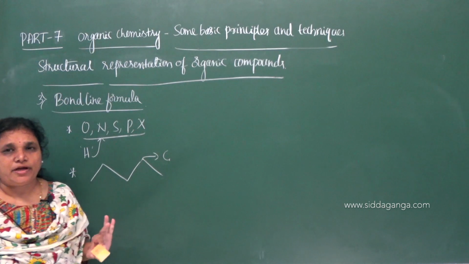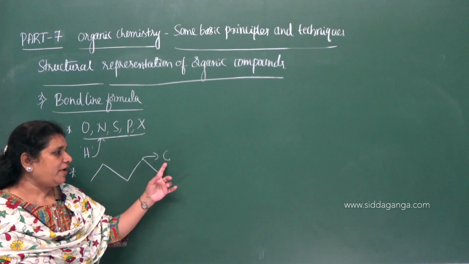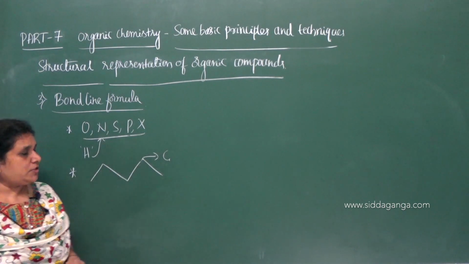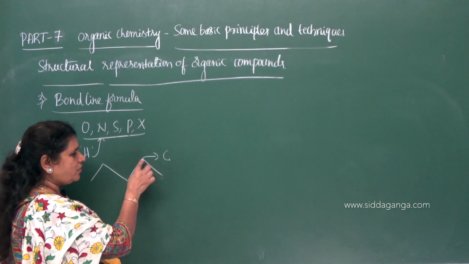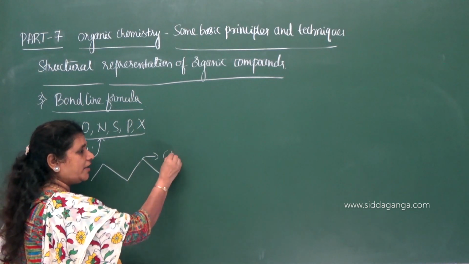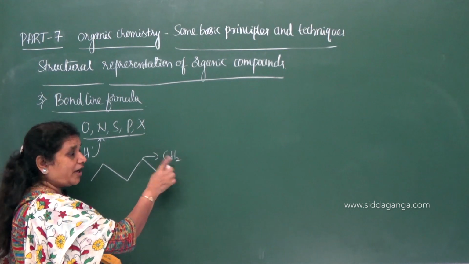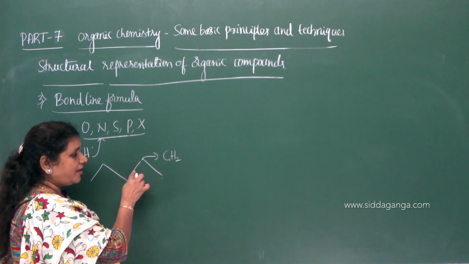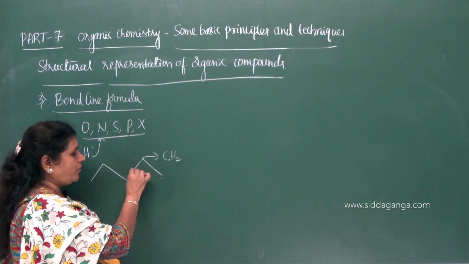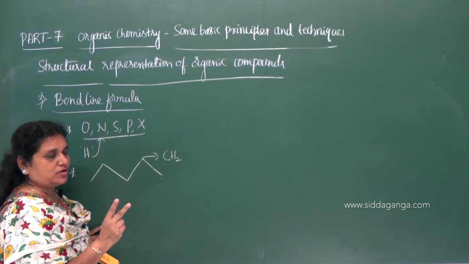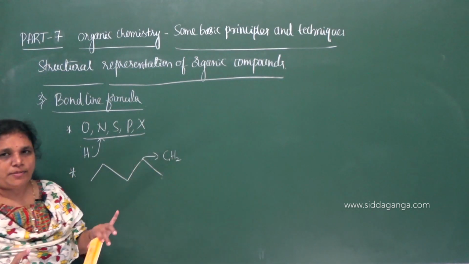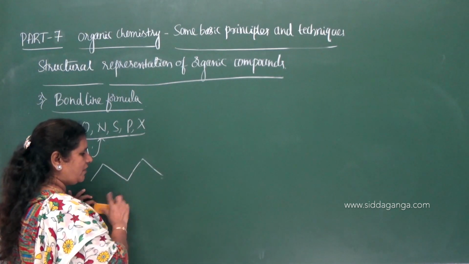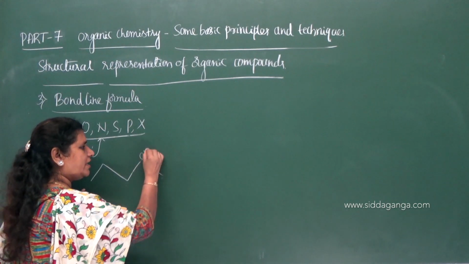What do you mean by appropriate number of hydrogen atoms? The number of hydrogen atoms which can satisfy the tetravalency of each carbon. When the intersection of these two lines indicates one carbon, how many hydrogen atoms do we have to write? Two hydrogen atoms. Why? Because carbon has already formed two bonds here, one bond, second bond, and is left with two bonds to satisfy the tetravalency of this carbon. Therefore, we have to write CH2 here.